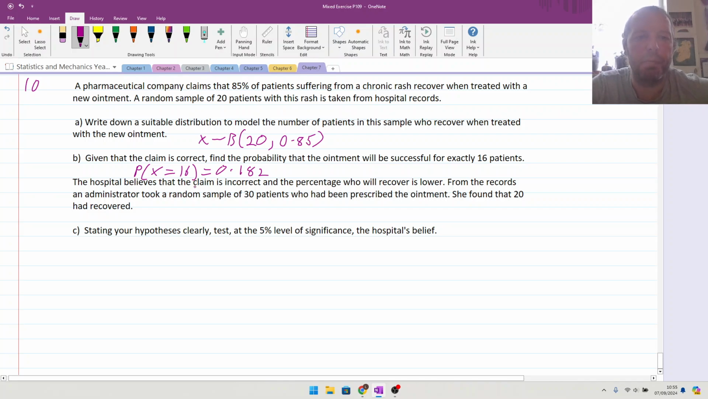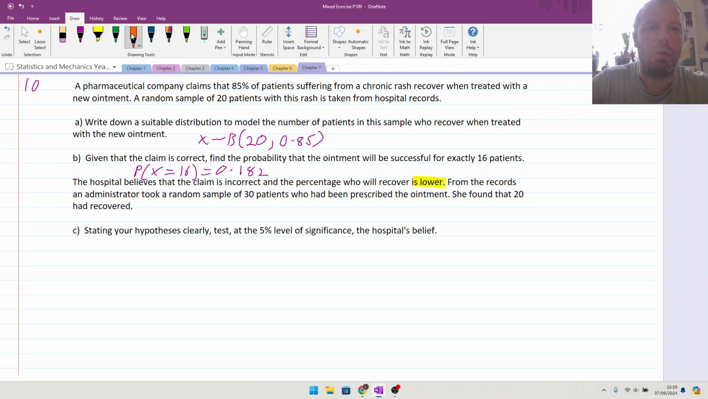The hospital believes that the claim is incorrect, and the percentage who will recover is lower. That's important, that they think it's lower. You're either going to get lower, higher, or not equal. We've got lower this time. From the records, an administrator took a sample of 30 patients who had been prescribed the ointment. She found that 20 had recovered.